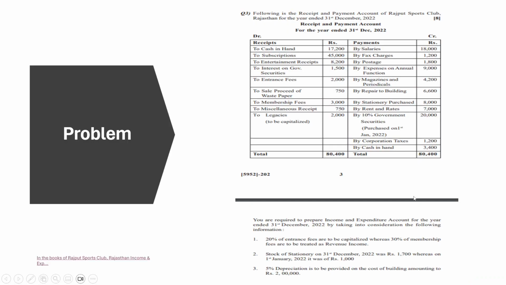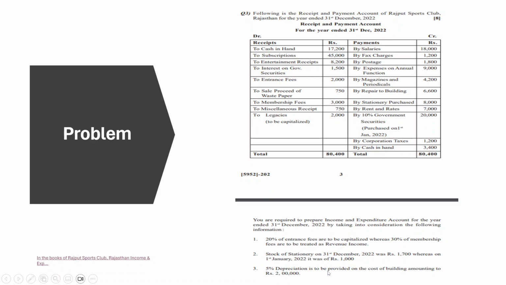So this is from the payment side. Now we have to look at the adjustments. Adjustment number 1 belongs to the entrance fees and the membership fees. Those are income items, so we will consider them while recording the incomes. Then the effect of adjustment number 2 we have shown already. Now the last adjustment is related to depreciation. What is mentioned there? 5% depreciation is to be provided on the cost of the building amounting to rupees 2 lakhs.